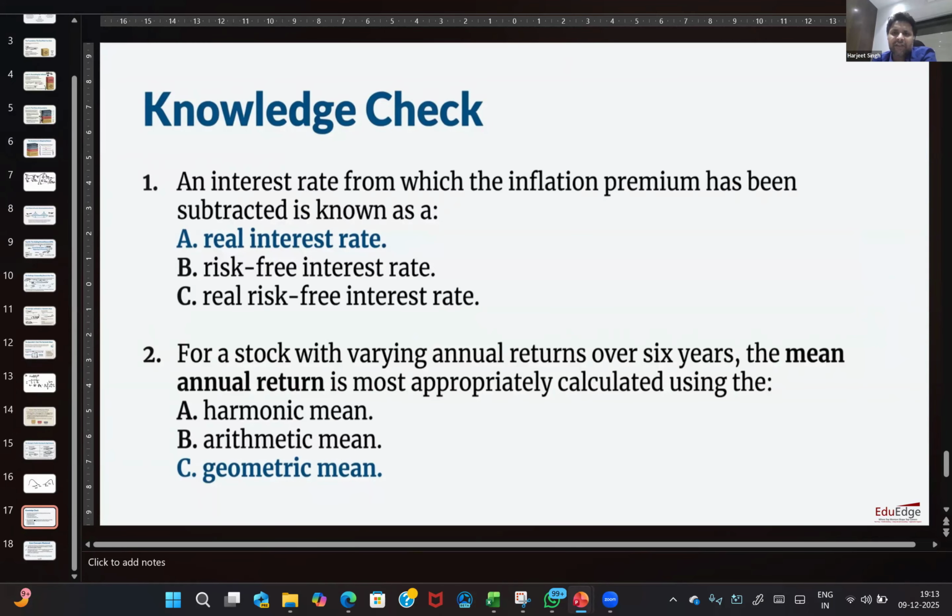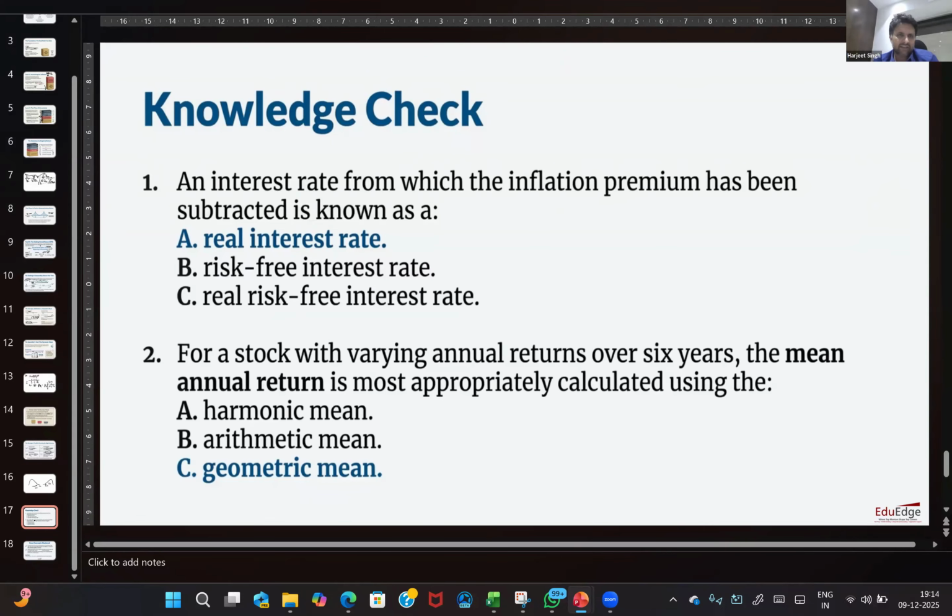Interest rate from which inflation premium has been subtracted is known as what? Real interest rate. So nominal minus inflation is real. Next: a stock with varying returns over 6 years, the mean annual return is most appropriately calculated using... It can't be harmonic, right? Geometric. Yeah, it has to be geometric. Multiple periods, varying returns.